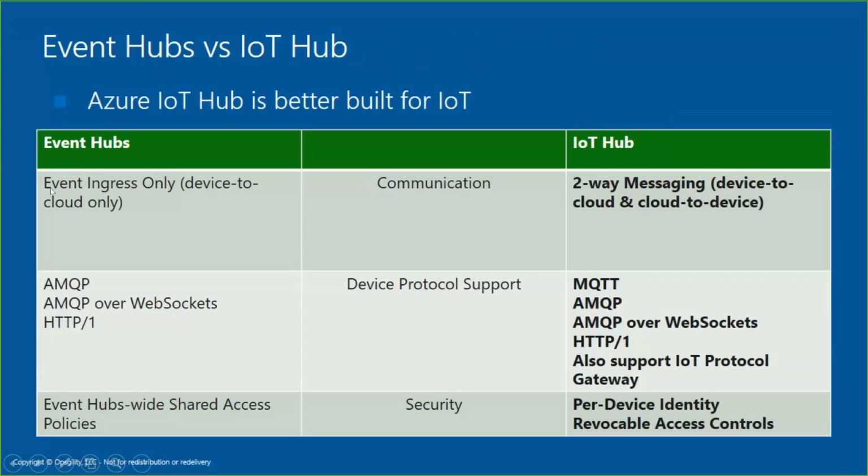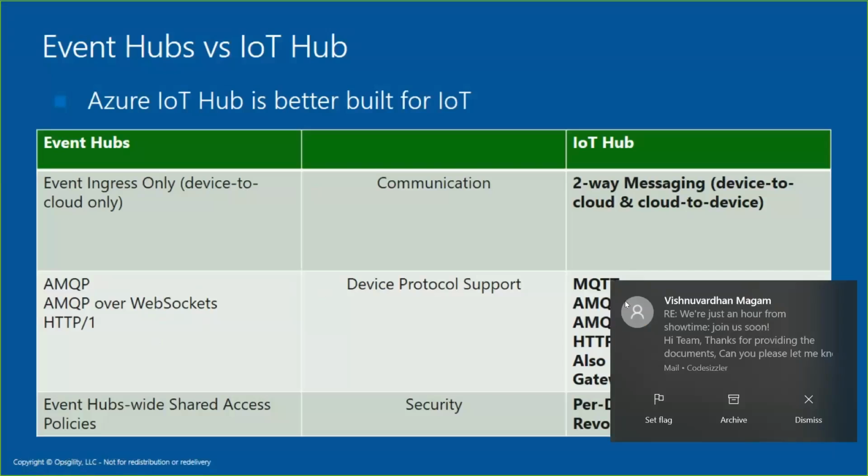When you say communication, Event Hub can only do event ingress, device-to-cloud communication. But IoT Hub can do two-way messaging. It can communicate from device to cloud and from cloud to device as well. Further, you have device protocol support. Event Hub supports all three: AMQP with WebSockets, AMQP, and HTTP as well. Whereas in IoT Hub, you get more protocol support. It helps you connect with different IoT protocol gateways as well, on Azure or anywhere.